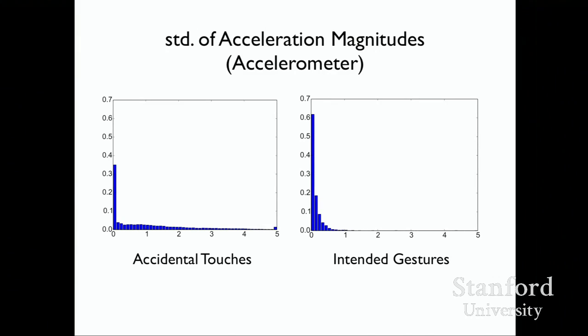So the difference of these two types of behaviors is also well captured by other sensors, such as the accelerometer. As we can see here, the acceleration change for intended gestures is actually quite small. It's because the user tries to keep the device very stable for drawing the gesture. But for accidental touches, that is not the case.